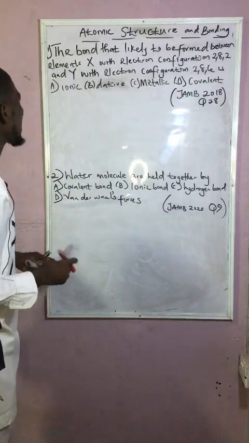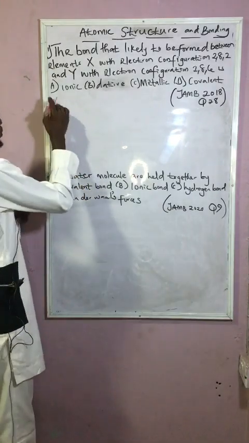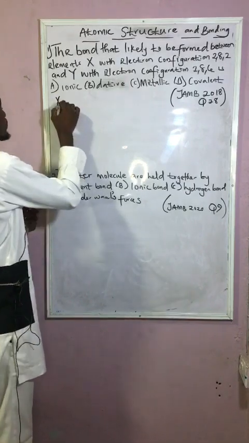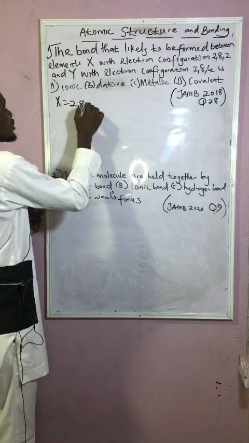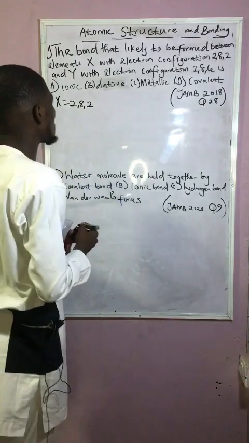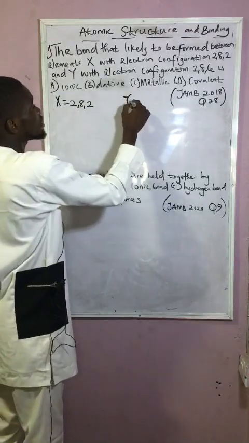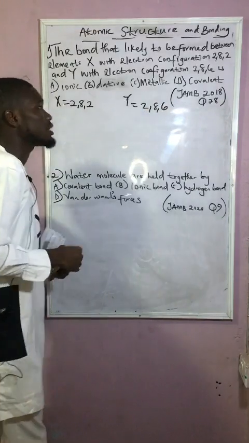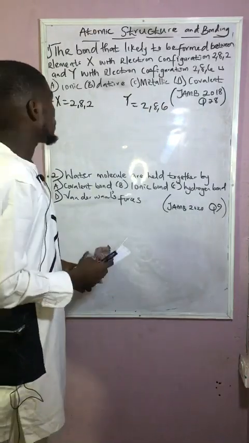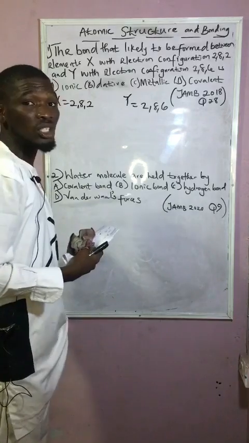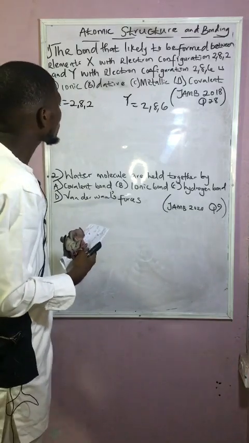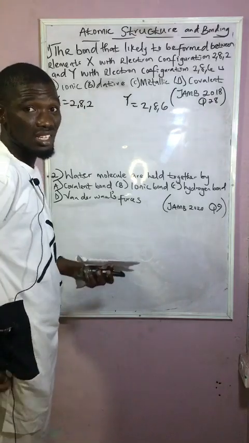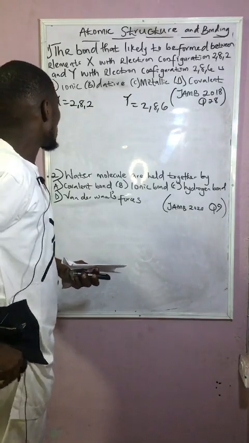They said element X is given to be 2,8,2. Are you with me? Element Y is given to be 2,8,6. As a JAMB candidate out there, how do we know this kind of element and how do we come across the kind of bond that exists in this kind of question?